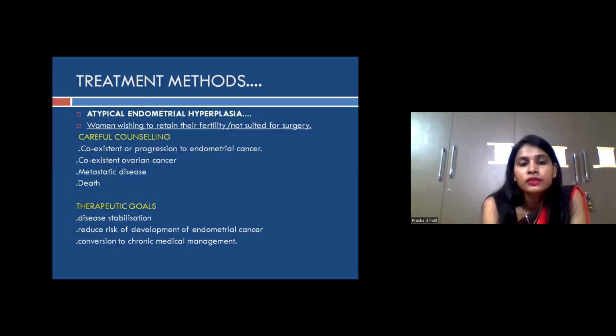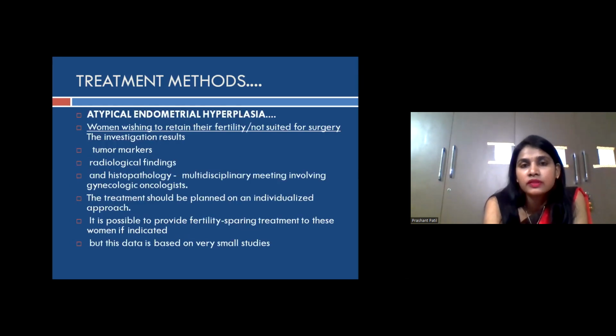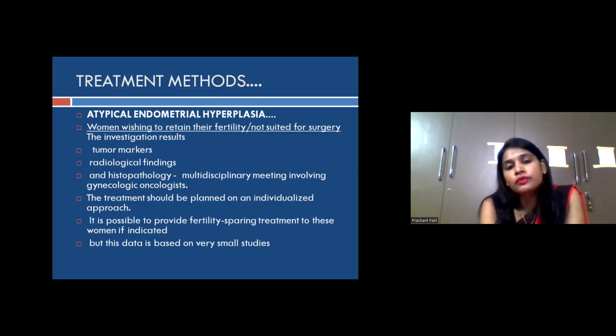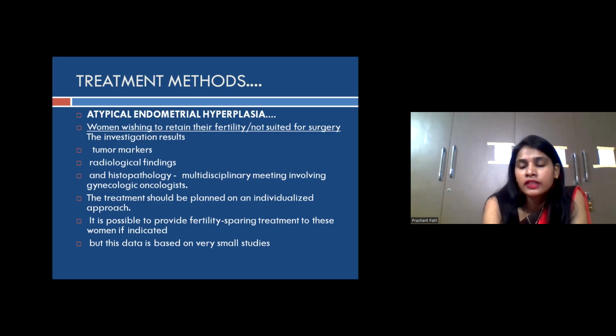Our goals are to stabilize the disease, to reduce the risk of progression, and also medical management of these patients. Thus, the investigations include the tumor markers, the radiological findings and the histopathological findings. These patients will need a multidisciplinary approach, considering the opinion of the gynae-oncologist. So it has to be based on an individual approach to treatment. It is possible to provide fertility-sparing treatment to these women if indicated, but there are very few studies to support this.